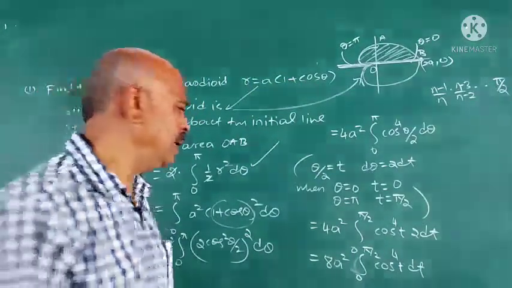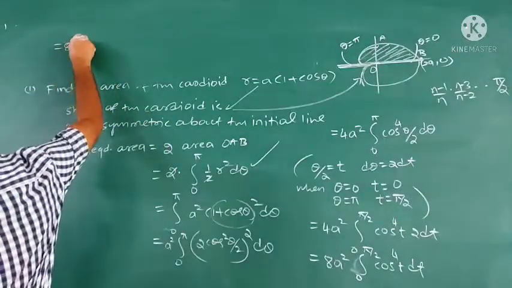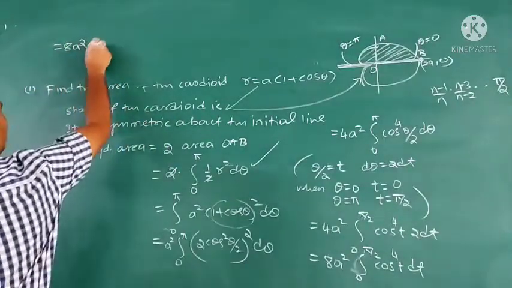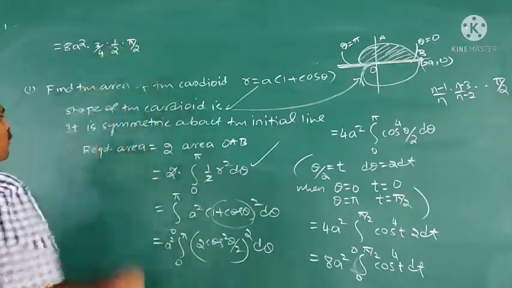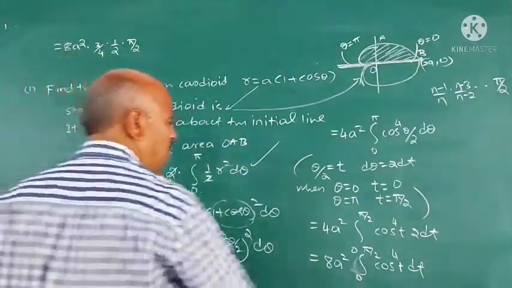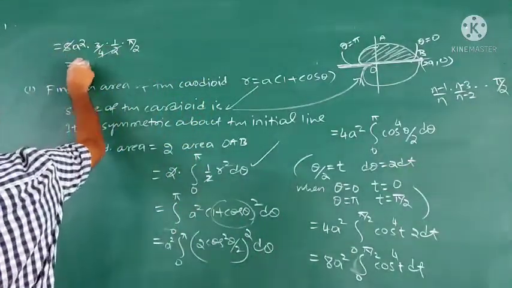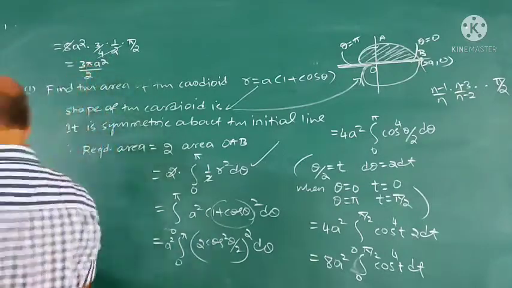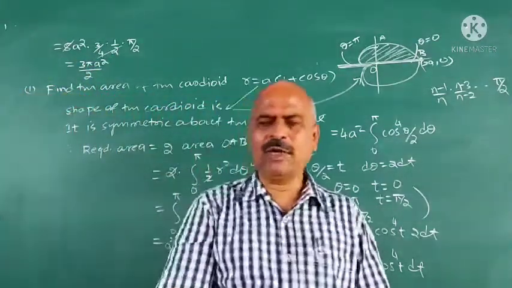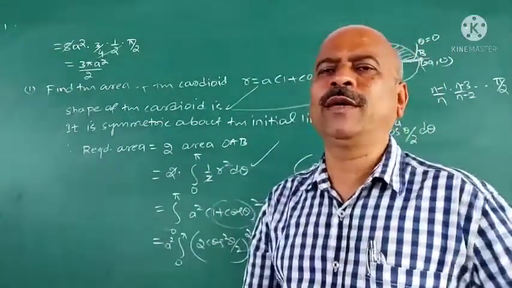That is the formula, and therefore it is 8a² times 3/4 times 1/2, and since it is even, times π/2. So the 8 cancels, and we get 3πa²/2. Now come to your examination system.